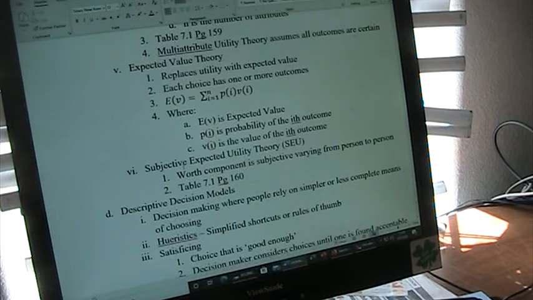So that is expected value theory. As I said, we discussed this a little bit, at least, in our statistics class. And I'm not sure what else to tell you, except that they give you an example in the book starting on page 159.